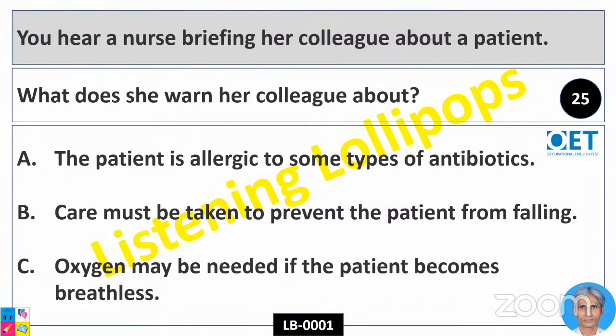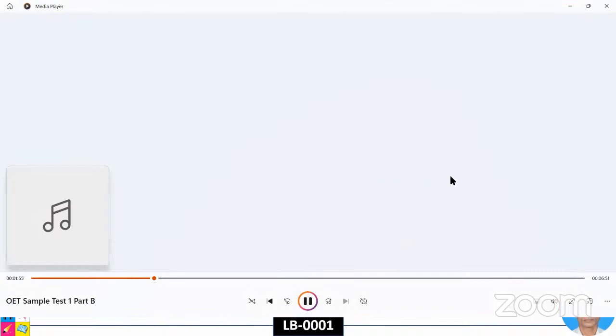Question 26. You hear the manager of a care home for the elderly talking to the nursing staff.